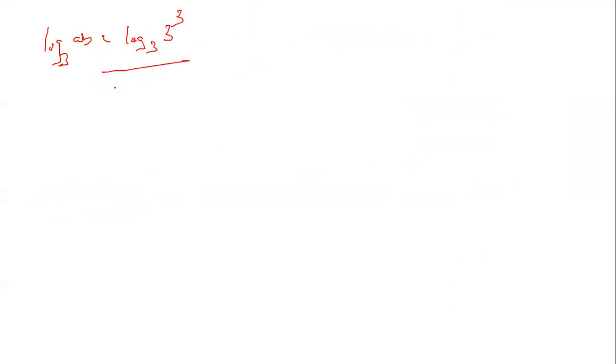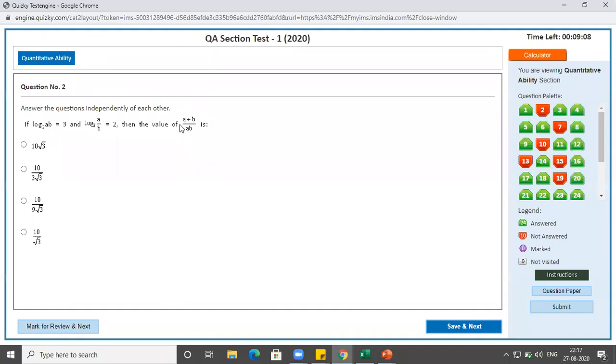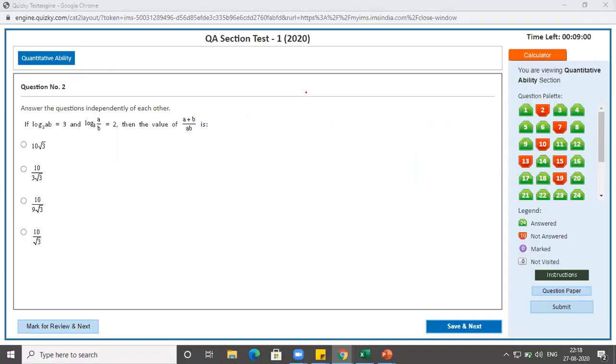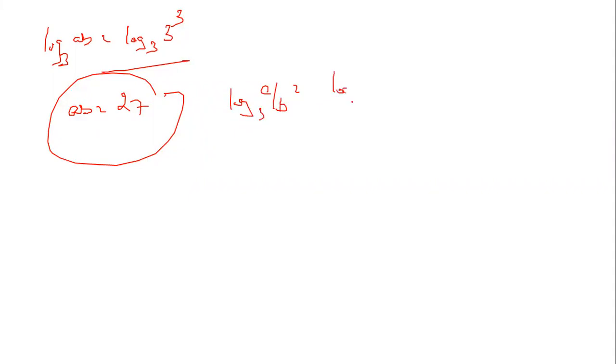ठीक है, ऐसा कुछ हुआ होगा. That means AB is equal to 27. And then log 3. Okay, चलो करके देखते हैं. Log 3 A by B is equal to 2. That means A by B is equal to 3 square, which is 9. So A is equal to 9B.